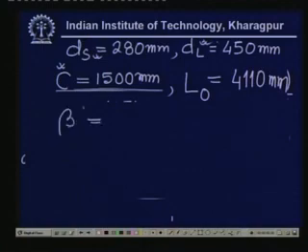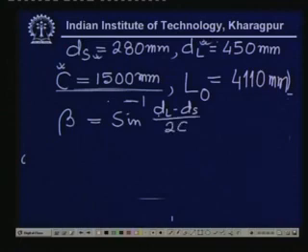Please refer to the drawing for what beta means. This beta helps find out how much overlapping or underlapping has taken place in the pulleys. The angle gives you an idea. So sine inverse of (d large minus ds) by 2c, that is the formula you have used, and you find it is 3.25 degrees.